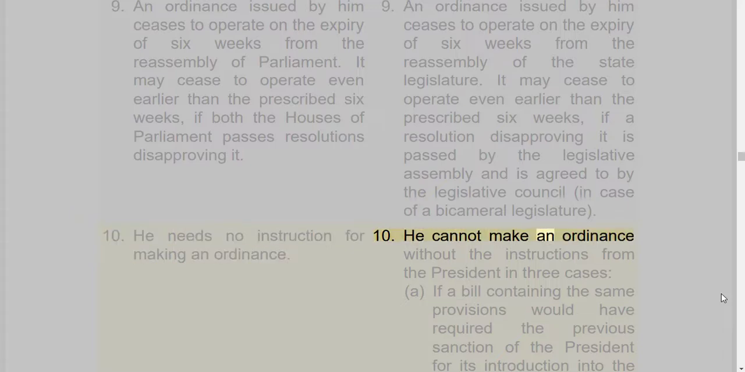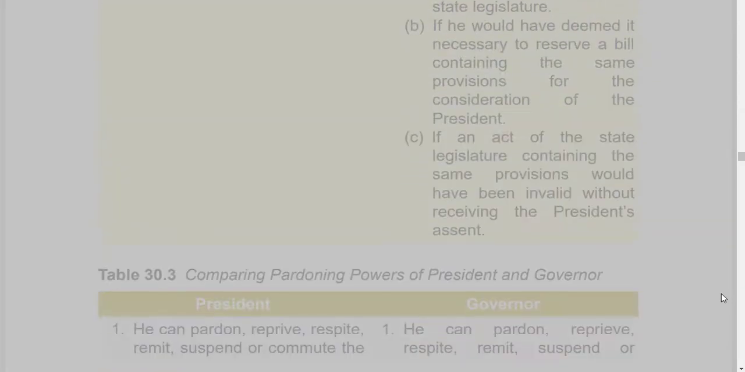10. He cannot make an ordinance without the instructions from the President in 3 cases. A. If a bill containing the same provisions would have required the previous sanction of the President for its introduction into the state legislature. B. If he would have deemed it necessary to reserve a bill containing the same provisions for the consideration of the President. C. If an act of the state legislature containing the same provisions would have been invalid without receiving the President's assent.